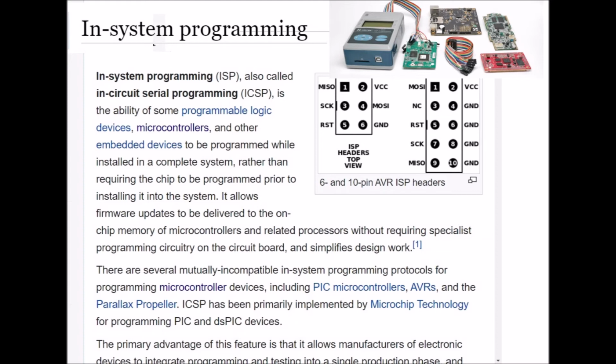The primary advantage of this feature is that it allows manufacturers of electronic devices to integrate programming and testing into a single production phase and save money, rather than requiring a separate programming stage prior to assembling the system. This may allow manufacturers to program the chips in their own system's production line instead of buying pre-programmed chips from a manufacturer or distributor, making it feasible to apply code or design changes in the middle of a production run.